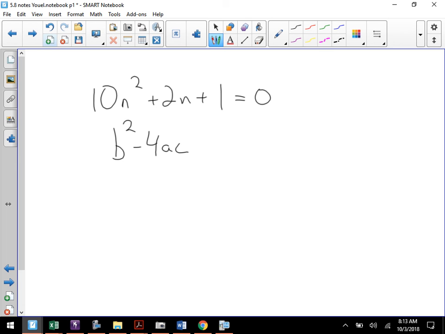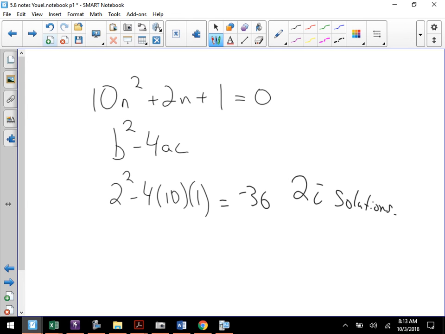So you just substitute in the blanks. We get 2 squared minus 4 times 10 times 1. Well, I'm going to get 4 subtract 40, which gives me a discriminant value of negative 36, which means I have two imaginary solutions. Does that make sense? That's what the discriminant is for, right? Yes, sir. Yes, sir.